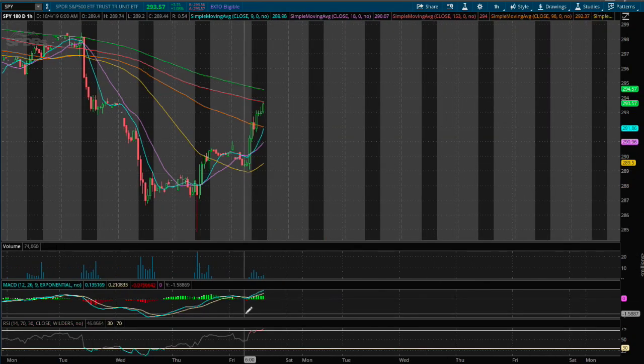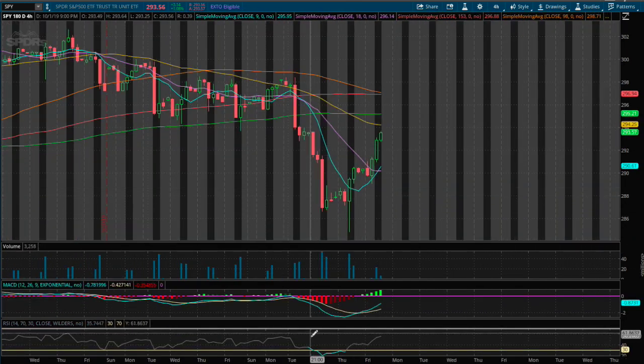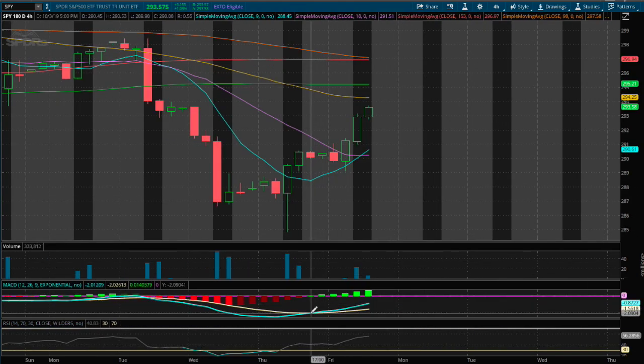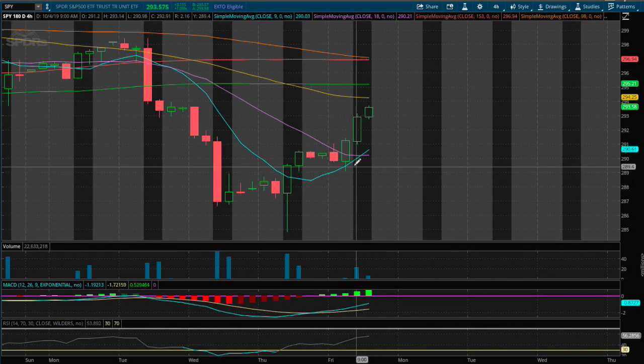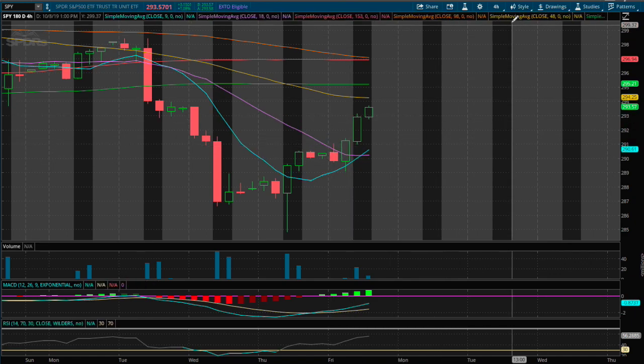We are currently at oversold RSI, and if we expand out to the 4 hour chart, we were oversold on Wednesday and Thursday, and right now we converge on the MACD. We also see a convergence on the 9 moving average and the 18-day moving average.